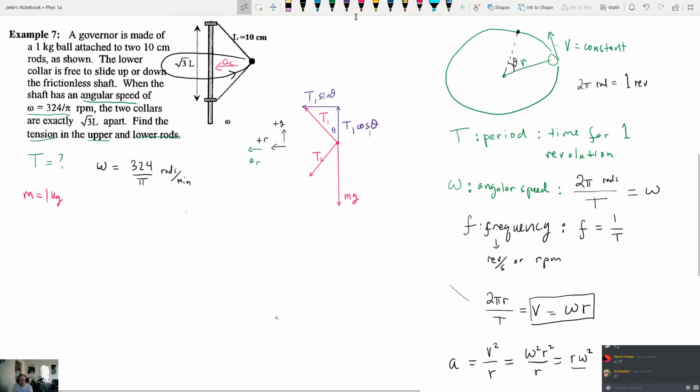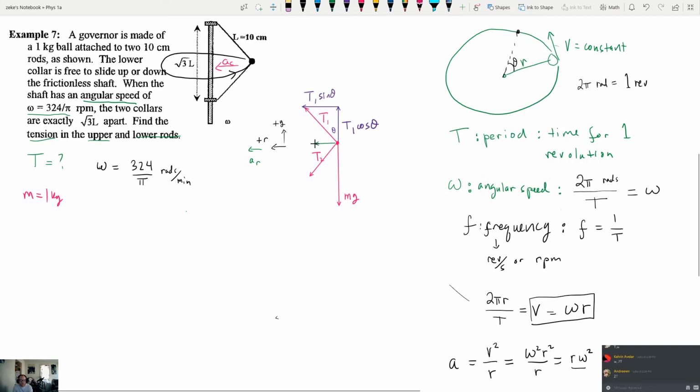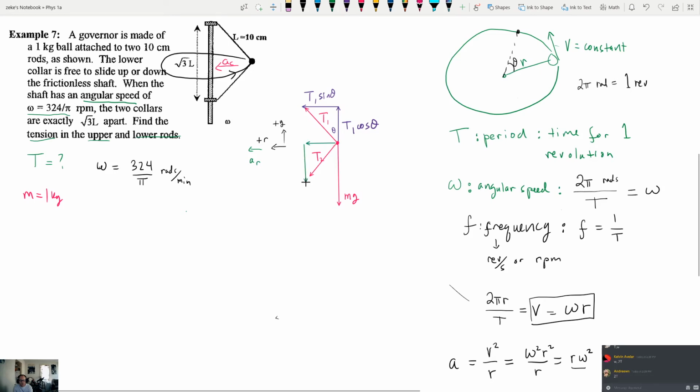For T2, do the same thing. Use a different color. So T2 is going to go this way, and then this way. And if that angle is theta right there, then this angle is going to end up being theta 2. So this side is going to be T2 sine theta, and this side will be T2 cos theta.